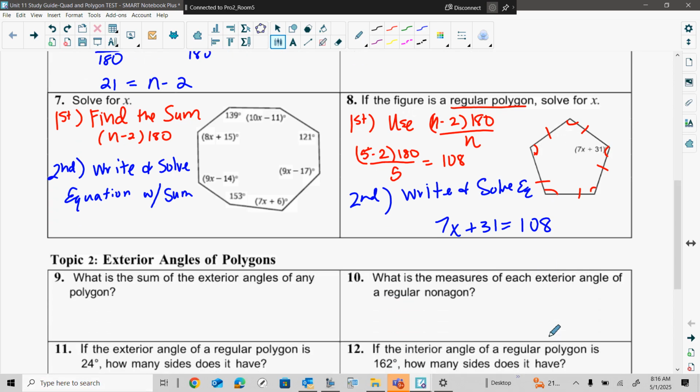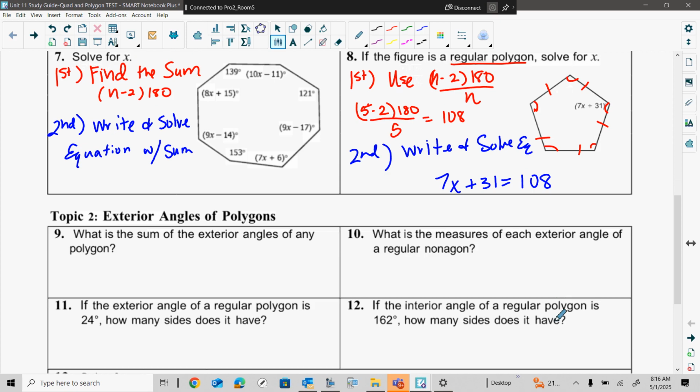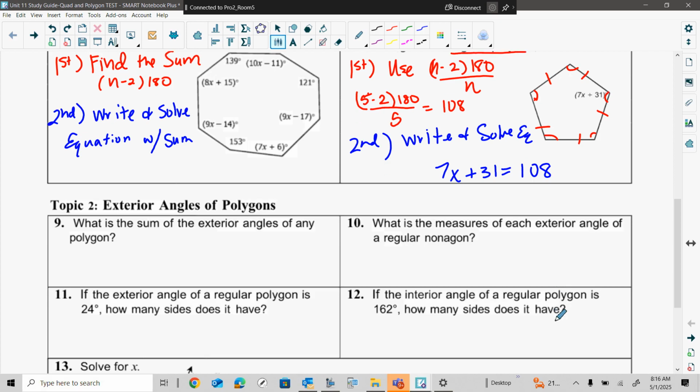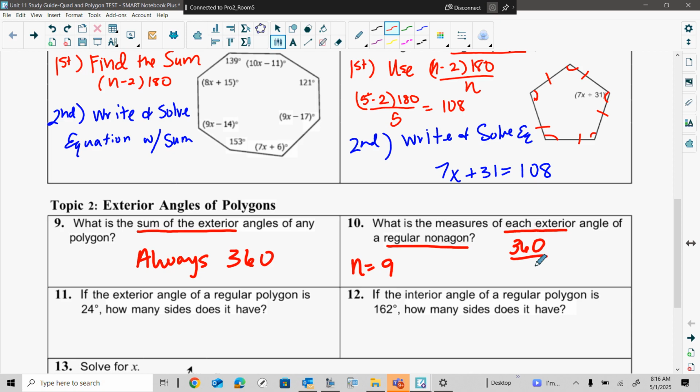Now topic 2 is talking about the exterior angles of a polygon. The sum of the exterior angles is always 360. Just know that fact. To find the measure of each exterior angle, because this one says each exterior angle of a regular nonagon, that means n is 9. To find each exterior angle, you just do 360 divided by the number of sides.